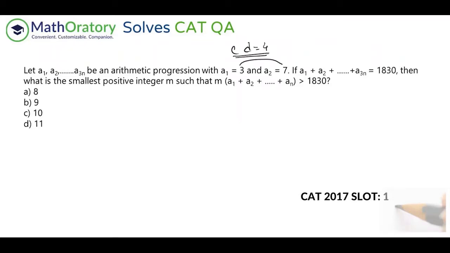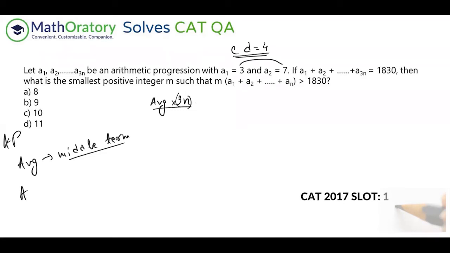I always recommend my students to use average into number of items. In this case, the number of items is 3n, but average can always be denoted in two different ways when it comes to AP. One, you can say the average is the middle term. If there is a middle term idea and you can evaluate the middle term quickly, then average is always the middle term in AP. This is all that I'm talking about is AP, right?